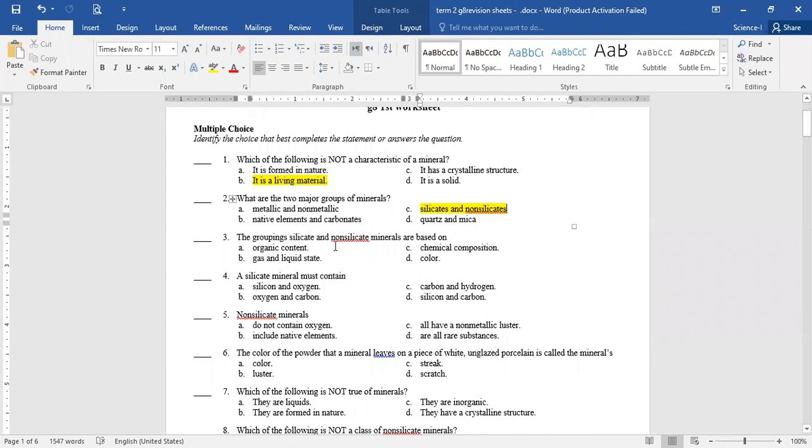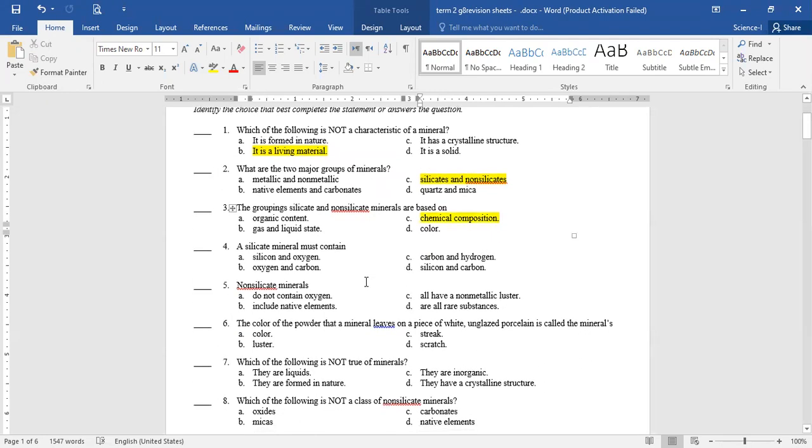Okay, the groups silicate and non-silicate minerals are based on, yes, Hana Hamdi? C. C, chemical composition, as we just said. Good. Question 4, a silicate mineral must contain, we just said, Hana? A. A, good. Silicon and oxygen.